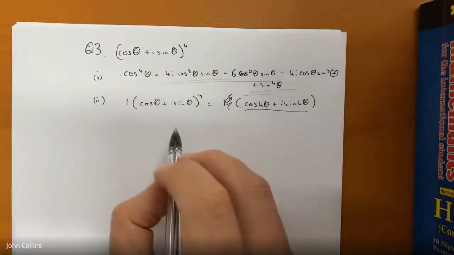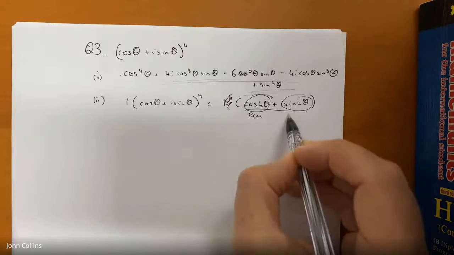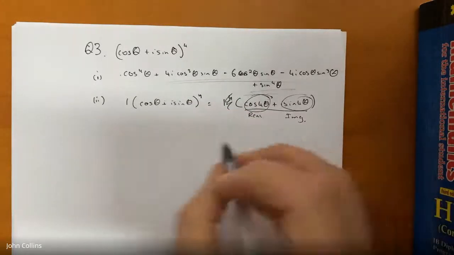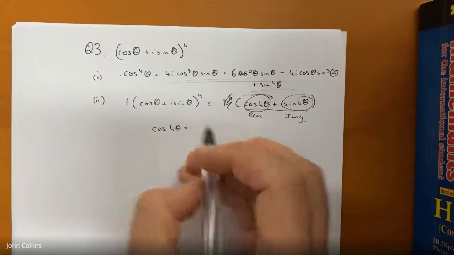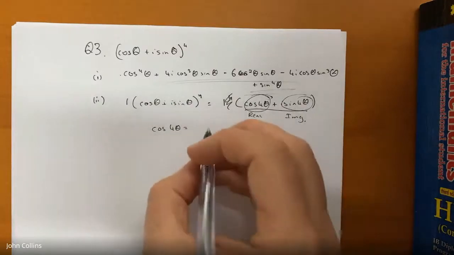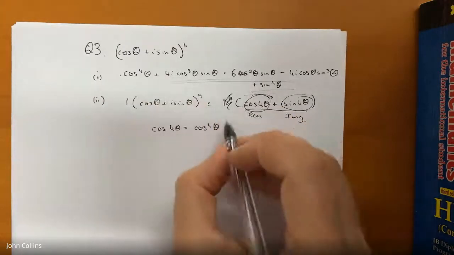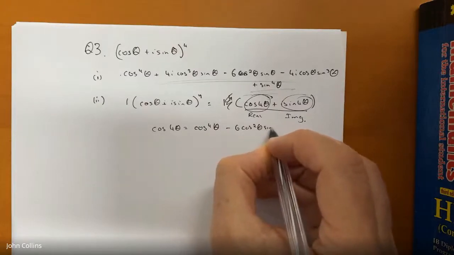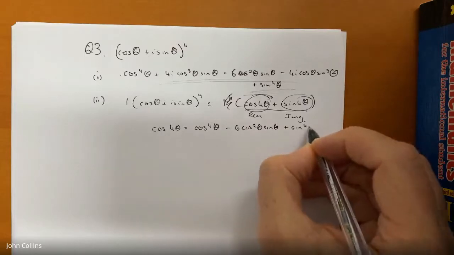So if we let the real part, so cos 4 theta is the real part, and this is the imaginary part. If we just let the real equal the real parts of this, I think that is how we prove it. Cos 4 theta equals then the real parts from the above expansion, which is cos to the 4 theta, and then minus 6 cos squared theta sine squared theta, and then plus sine to the 4 theta.